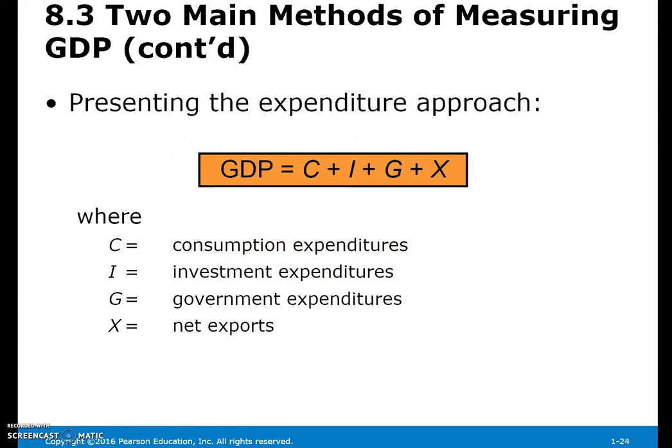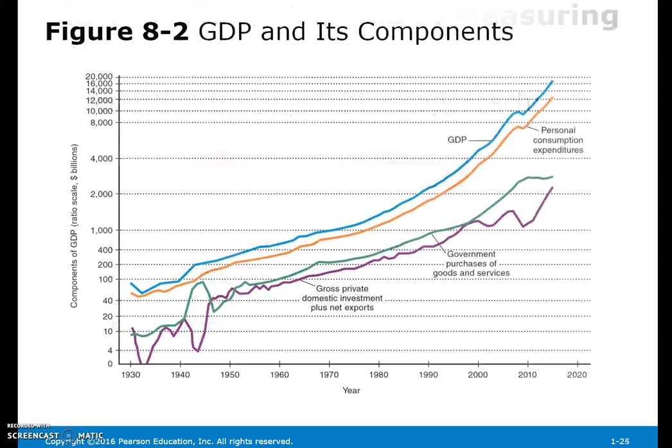And we get this nice kind of classic GDP formula. And here's a nice graph that shows all the different things that go into GDP.